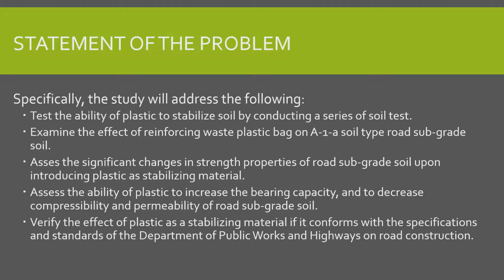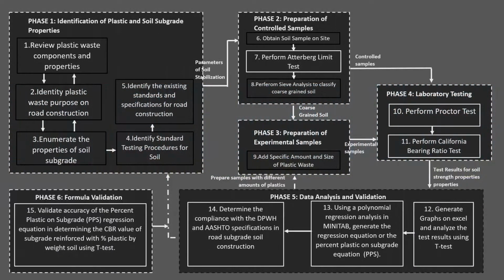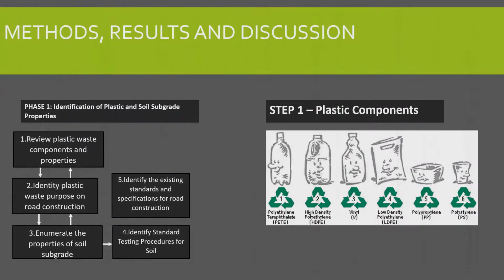To carry out the objectives of the study, here is the conceptual framework of the research. Basically, there are six phases that we will use in this study. Phase 1 is the identification of plastic and road subgrade properties. Phase 2, the preparation of controlled samples. Phase 3, the preparation of the experimental samples. Phase 4, the laboratory testing. Phase 5, the data analysis and validation. And lastly, Phase 6 is the formula validation.